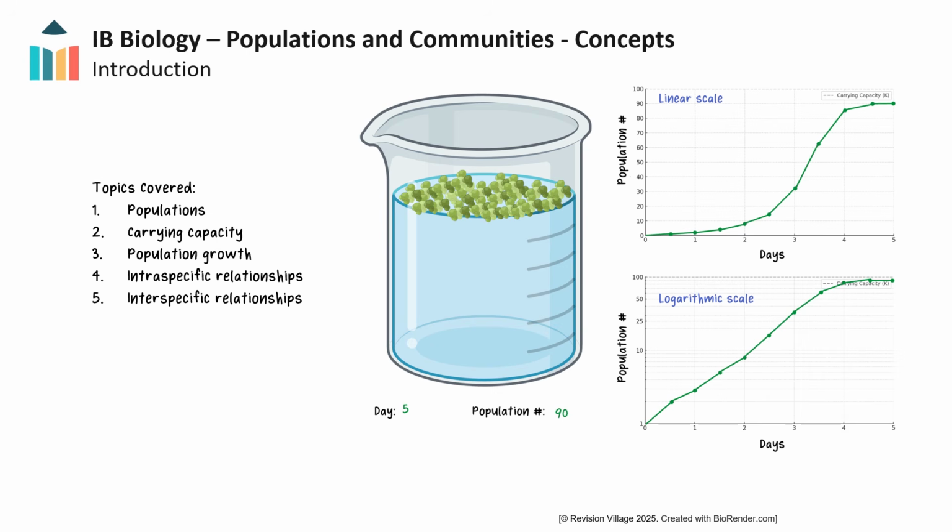In this video, we will explore one of the fundamental areas of ecology, populations and communities. We'll begin with the biological concept of populations, then discuss carrying capacities and how they're determined by limiting factors. We will look at population growth, including sigmoidal growth curves. We'll also discuss intraspecific relationships and how they can be competitive or cooperative.